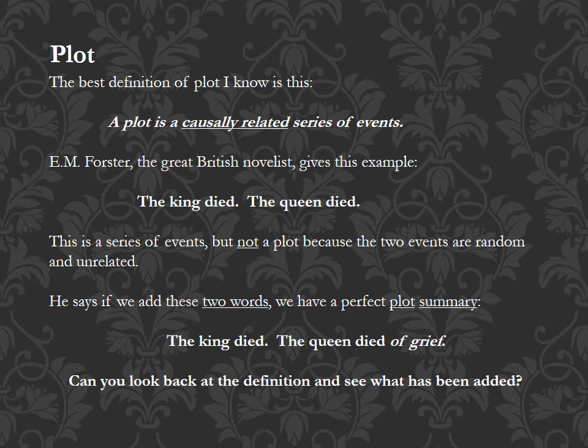The best definition of plot I know is this. A plot is a causally related series of events. E. M. Forster, the great British novelist, gives this example. The king died. The queen died. Now, this is a series of events, but not a plot, because the two events are random and unrelated. He says if we add these two words, we now have a perfect plot summary. The king died. The queen died of grief. Can you look back at the definition and see what's been added to that second example?